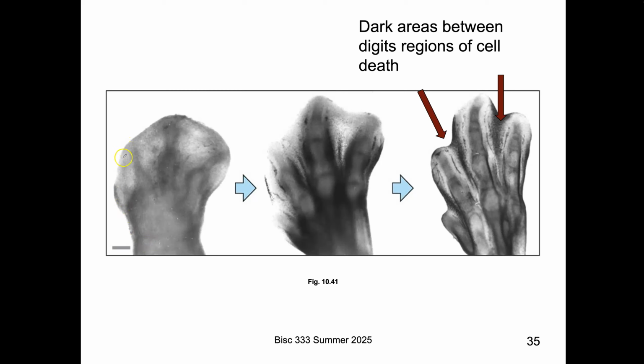So this is the 1, 2, 3, 4. So this is a mouse limb developing, and you can see the 4 digits. And where it's stained very dark, that's a marker for the areas where cell death is occurring.